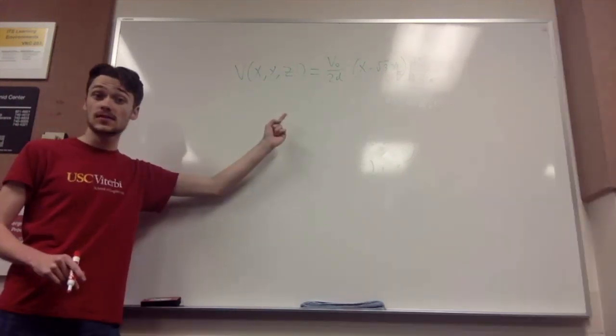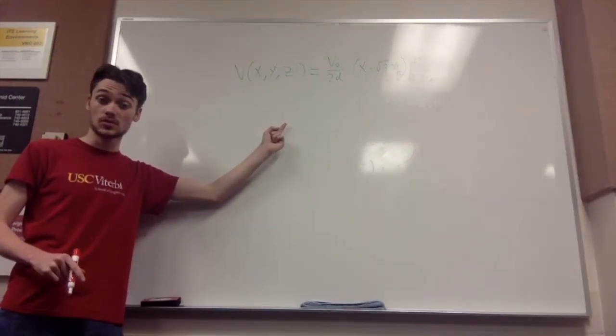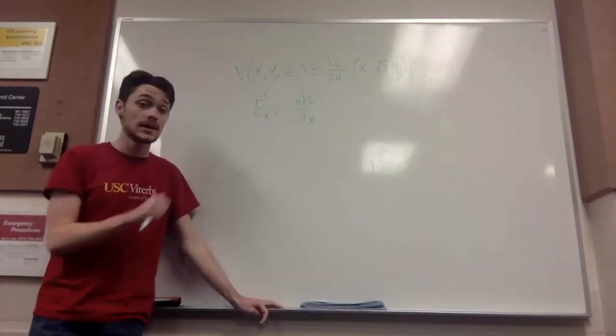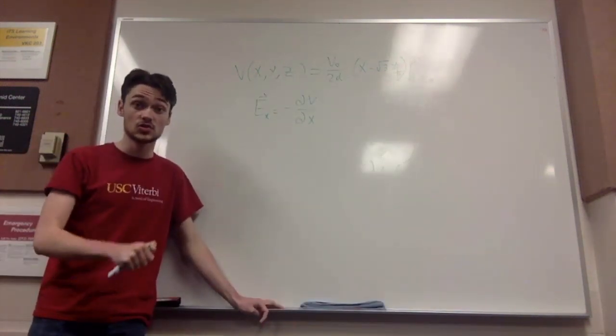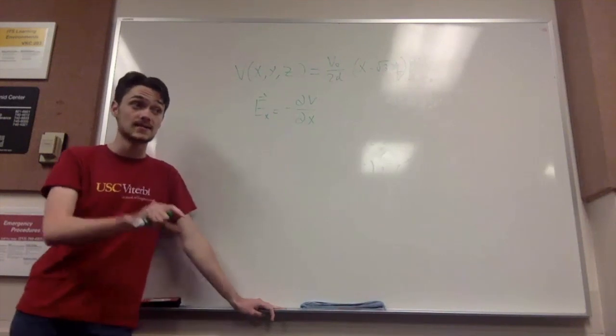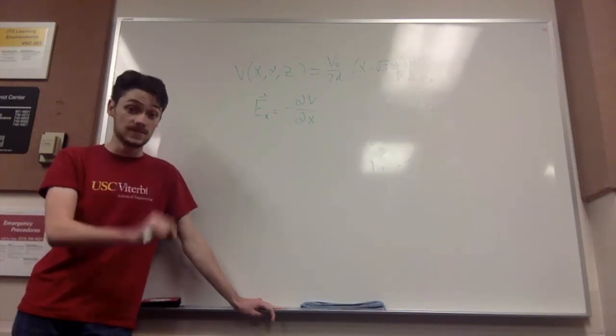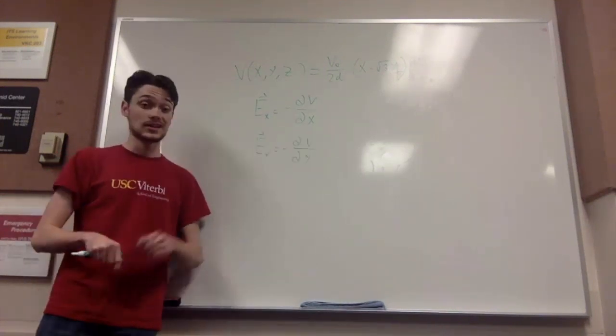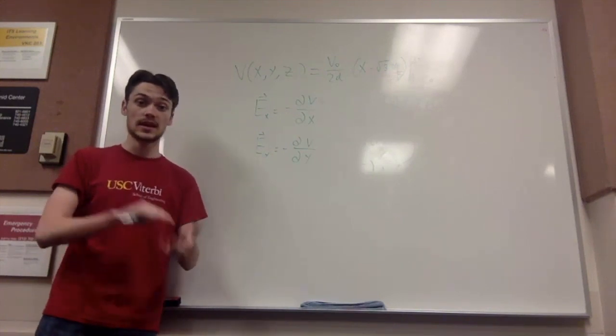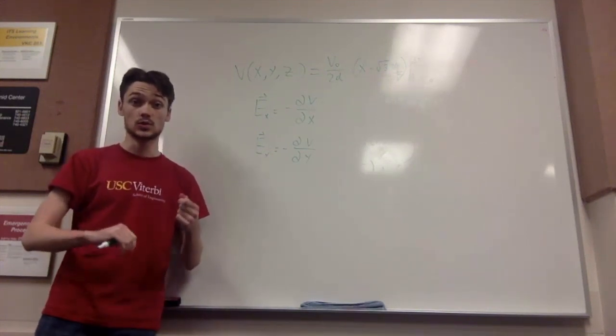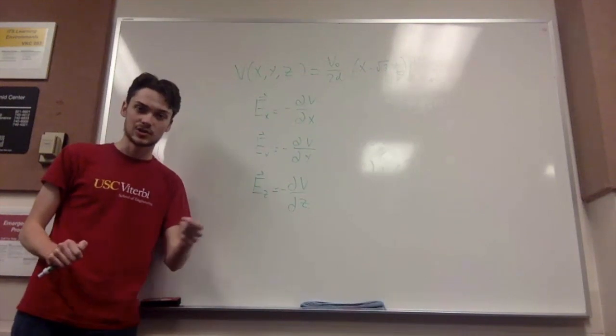Let's imagine that this is an equation for electric potential at a certain point. I picked up the wrong marker. The electric field in the x direction is going to be equal to the negative partial derivative of V with respect to x. The electric field in the y direction is going to be the negative partial derivative of V with respect to y. And the same pattern applies for z.